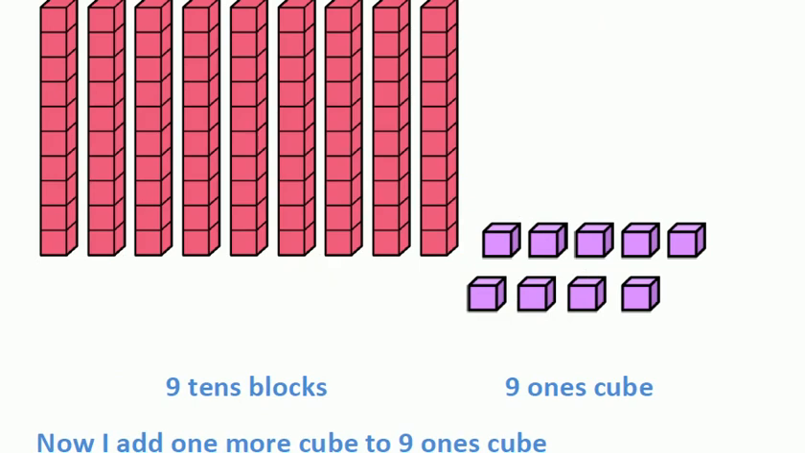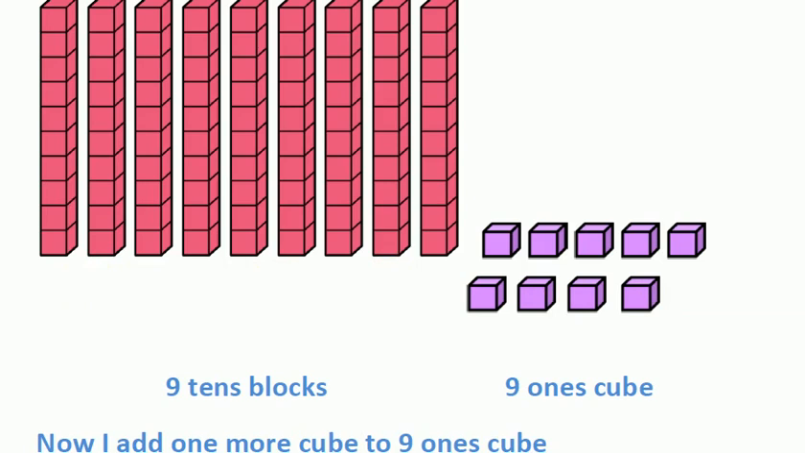Before starting 3-digit numbers, let's have a look at number 99. The number 99 looks like this. It has 9 tens blocks and 9 ones cubes. I repeat, the number 99 has 9 tens blocks and 9 ones cubes. You can count and check.